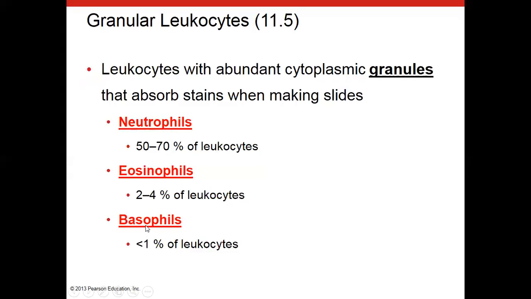Eosinophils are pretty rare, and basophils are even more rare. So remember, less than 0.1% of formed elements are white blood cells. So neutrophils are the most numerous, but basophils, look at that, less than 1% of just white blood cells, which is less than 0.1% of the formed elements. It's crazy, right? It's very rare.